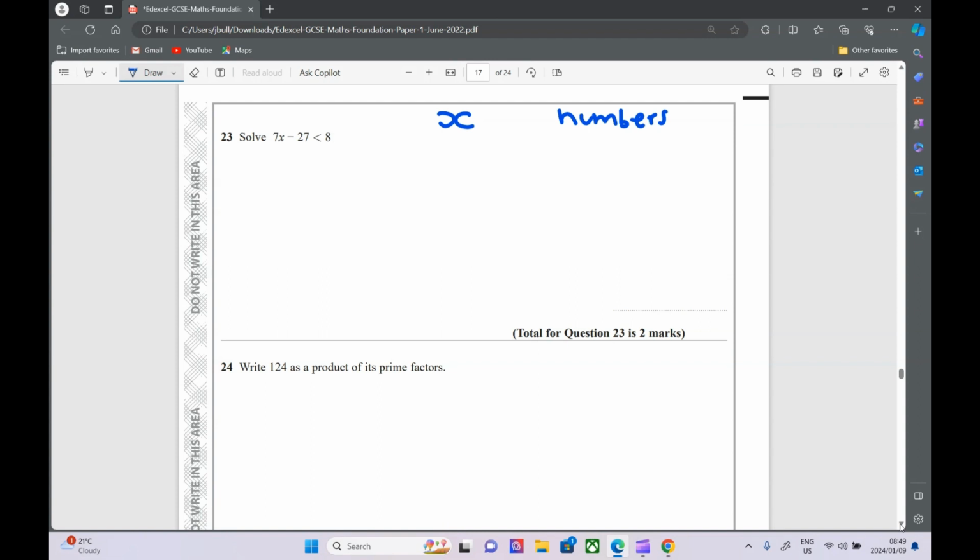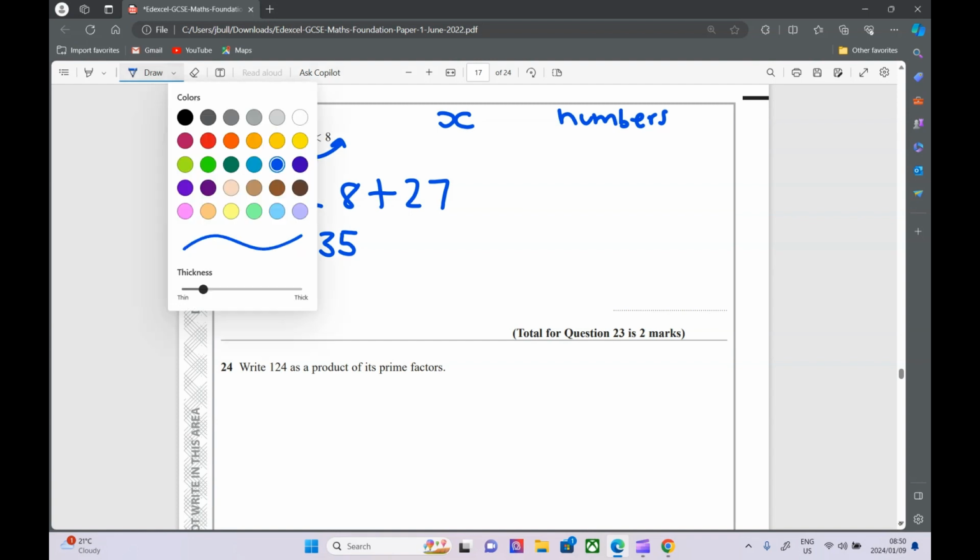Okay, so what we're going to do here, let's start by taking this 27 across. So we're going to have 7x, then our inequality. If we take minus 27 across, when we take it across, the sign has to change. So it's going to be 8 plus 27. So it was a minus, now it's a positive. So we're going to have 7x is less than 8 plus 27, which is 35. So now we've got x's on one side, numbers on the other side.